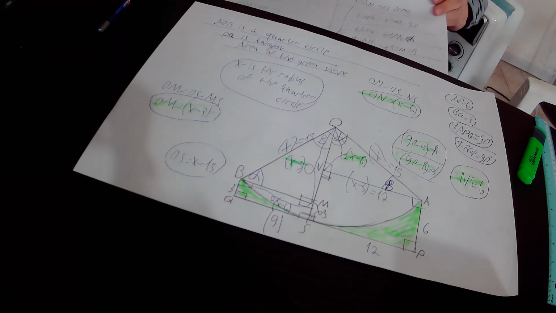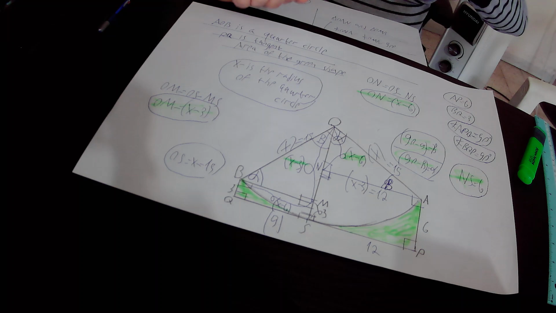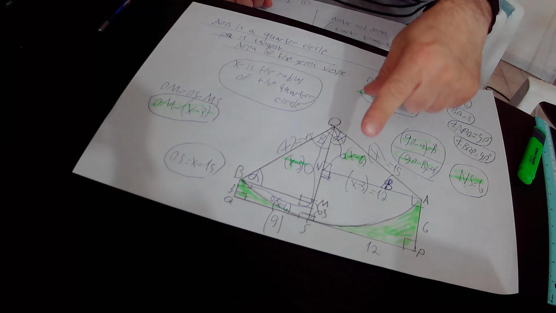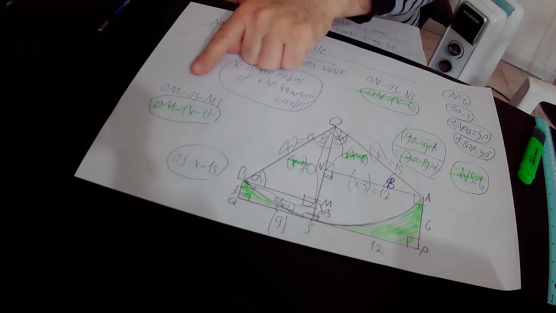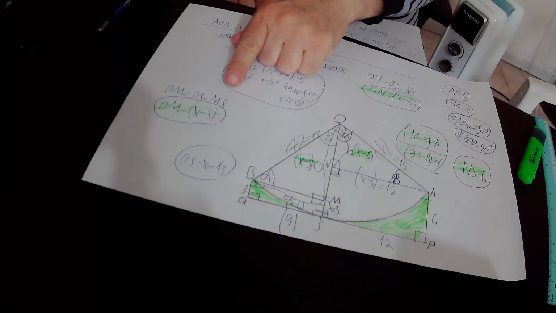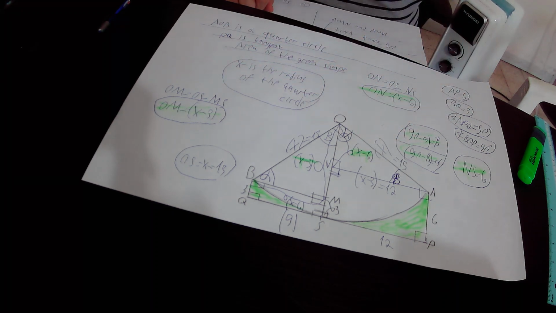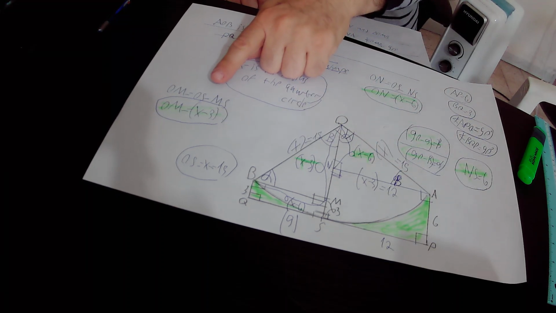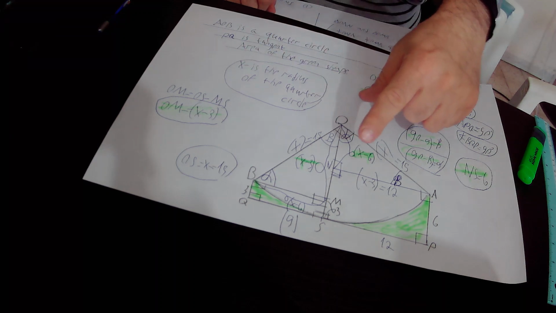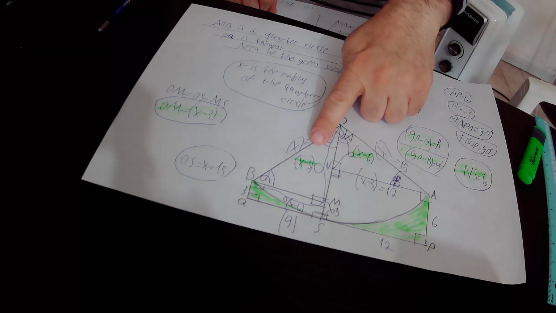And what is the length of line segment OM? From the drawing it is very easy to see that OM equals OS minus MS. So OM equals OS, that is the radius of the quarter circle, that is X according to our definition, minus MS, that is 3. So in total, OM equals X minus 3 in its length.